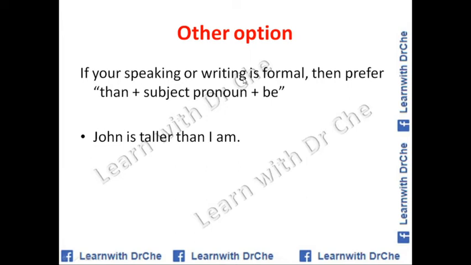Other options: if your speaking or writing is formal, then prefer "than" plus subject pronoun plus be verb. For example, John is taller than me, as I told you in the earlier sentence. If your speaking or writing is formal, you can say John is taller than I am. Both are correct, but this one is a bit more formal.